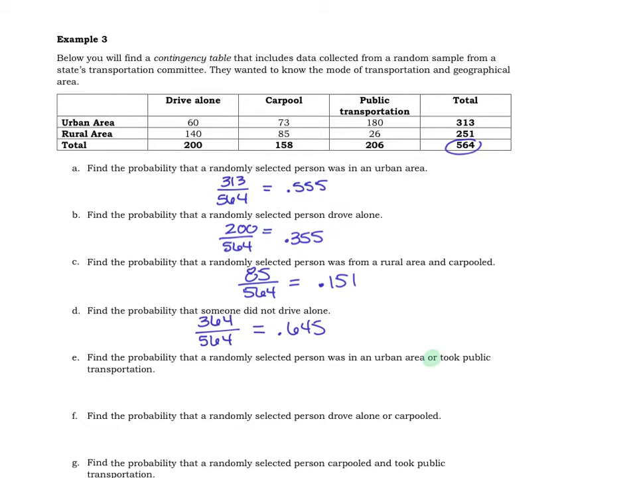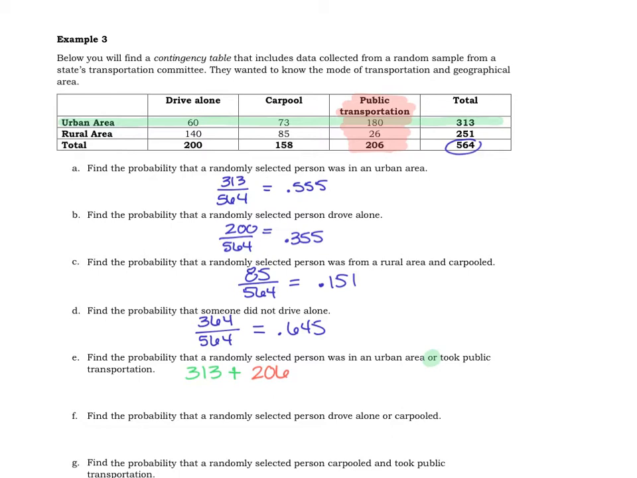What you're gonna do is, I'm gonna get my highlighter here. A randomly selected person was in an urban area. So we know there are 313 people in that urban area. Also, we've got the or, so that means we're going to turn around and add. Okay, so or the person took public transportation. So this is the public transportation portion. Okay, there are a total of 206 people that took public transportation.